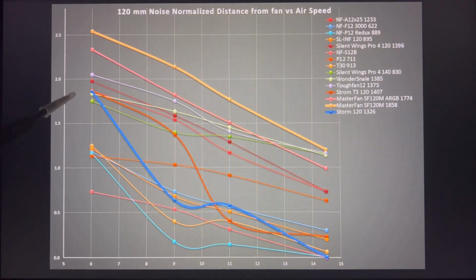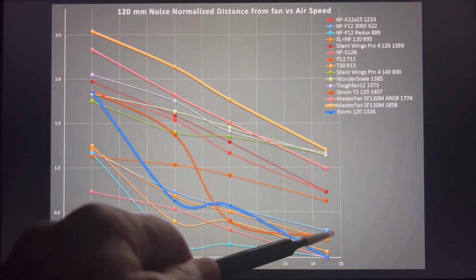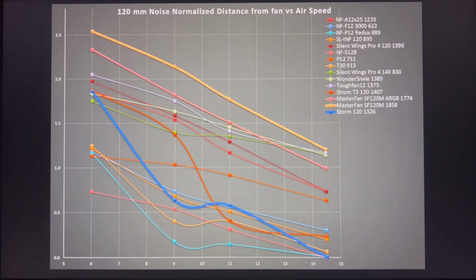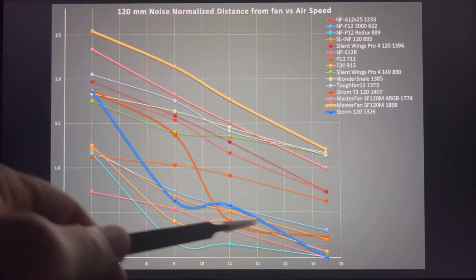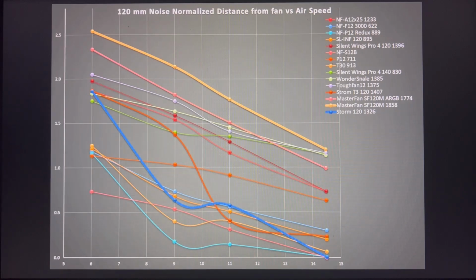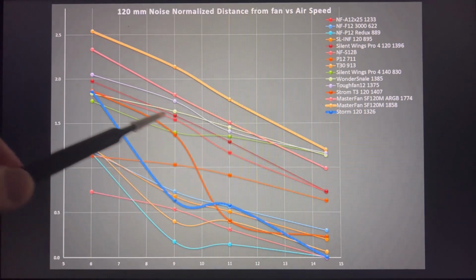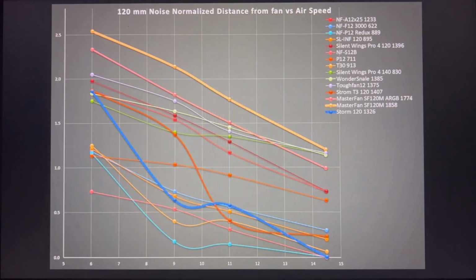The thicker version, the T3, is right here. So it actually drops underneath and then levels out over it. So it's just doing whatever it's doing. But again, just the Storms I would not recommend as case fans. The Masterfans look to be doing excellent in these noise normalized results as case fans. Other notable notes are the Tough Fan 12. It's doing quite well. The Wonder Snail is in there doing very well indeed. And this is the A12X25, which is a good result, but clearly there are better fans now.